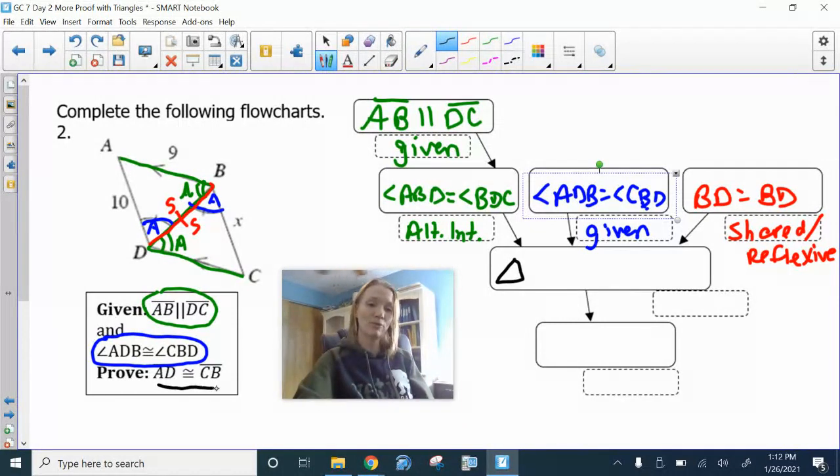Notice it doesn't actually say we're proving that. We're going to go beyond that information. But if we can prove they're congruent, then we can say everything's congruent. So we're going to say triangle.